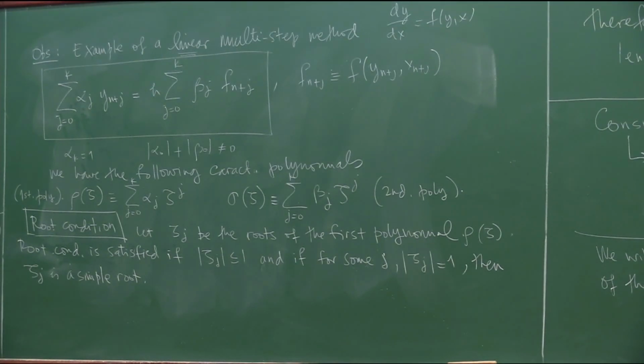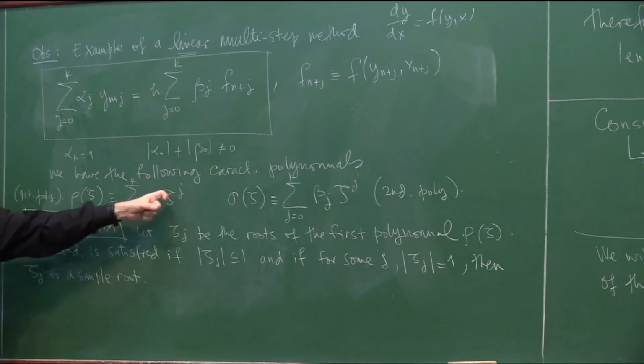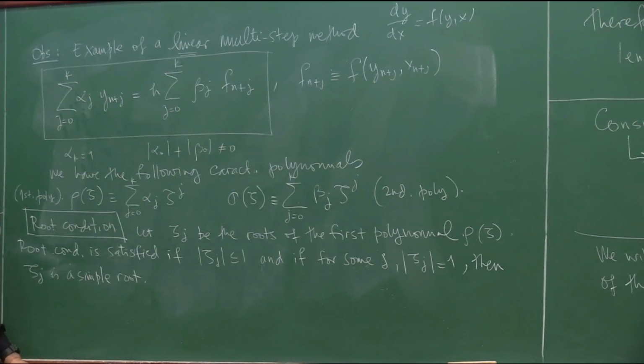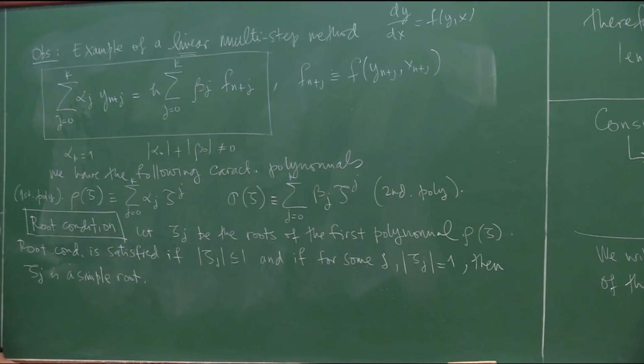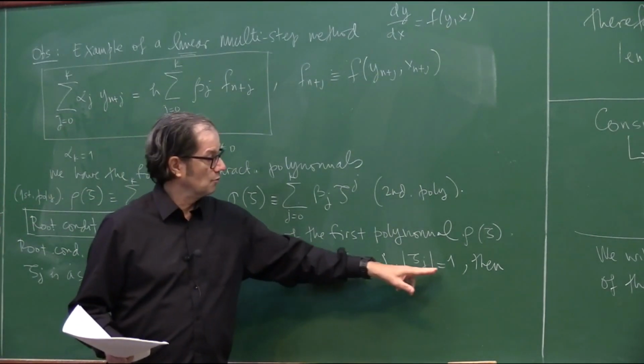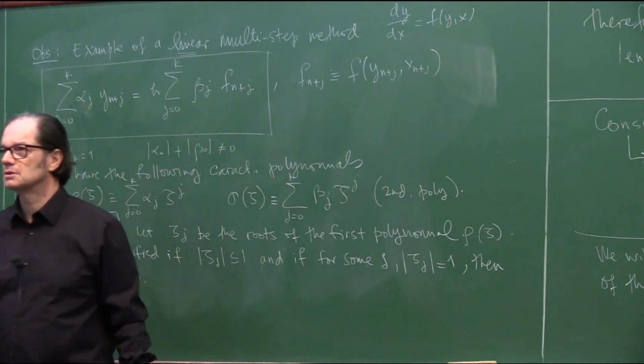So sorry, because I was translating, let me read this again with you, okay? The root condition: the zeta j's are all the roots of this polynomial, which can be of a degree depending on how many steps I'm using in my multi-step method. Now, the root condition is satisfied if all the roots are less or equal to 1, and we might have a double root, right? But the root which is on the circle has to be simple, it cannot be a double root, right?